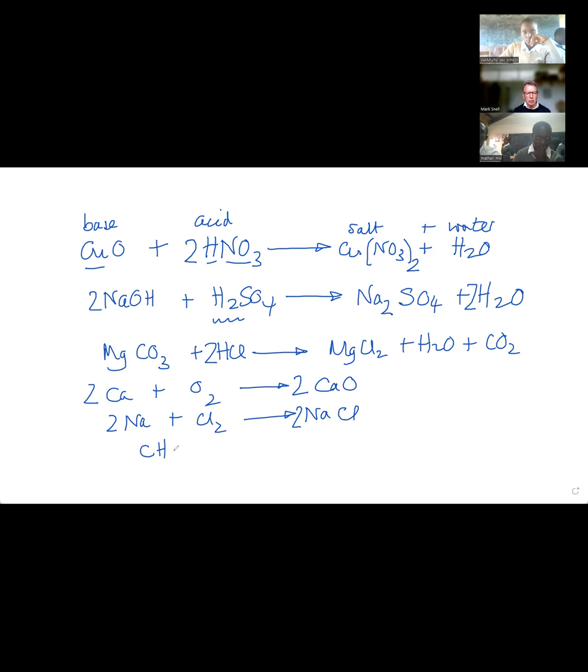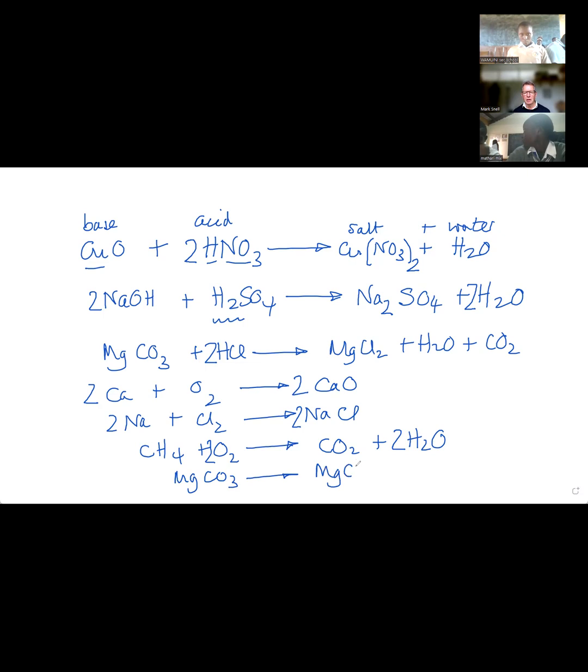CH4 plus O2, this must be burning. When it burns, it separates into carbon and hydrogen, and they form their oxides, so it'll be CO2 and H2O. I have 4 hydrogens on the left, so I need 4 on the right, so that's 2 there. This is then 1, 2, 3, 4 oxygens, so I need 2 O2. And the magnesium carbonate just falls to pieces like this.